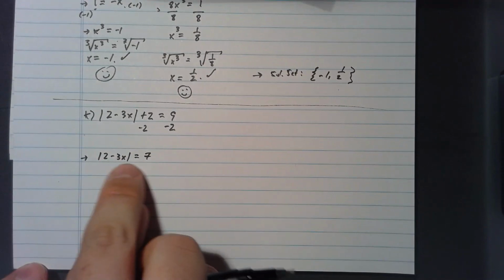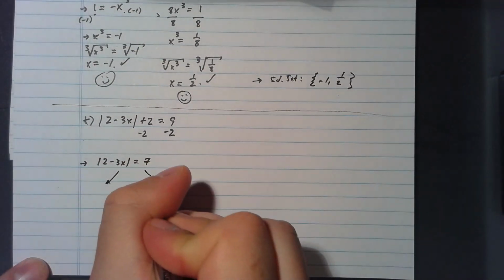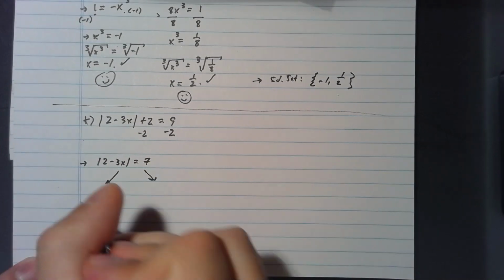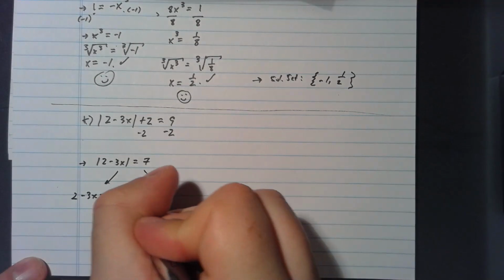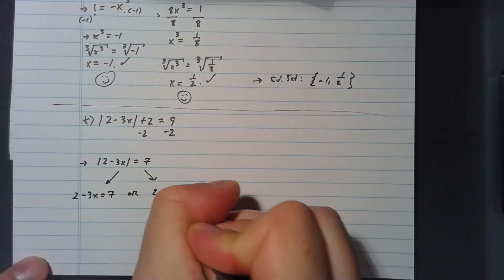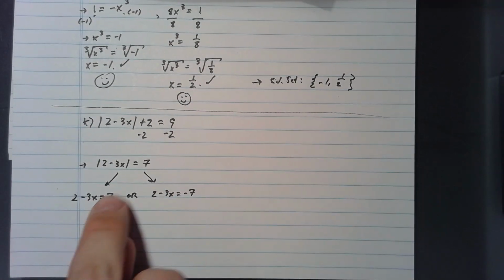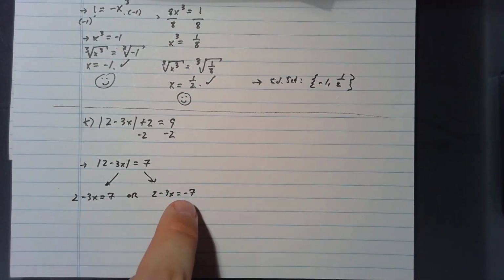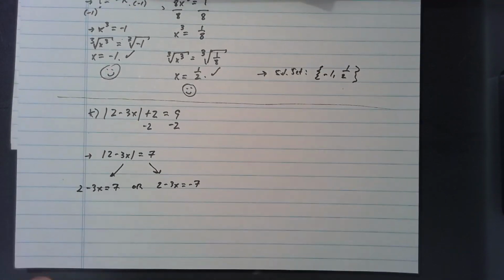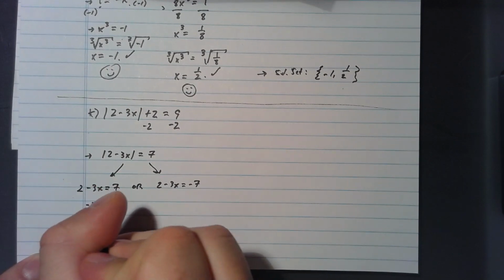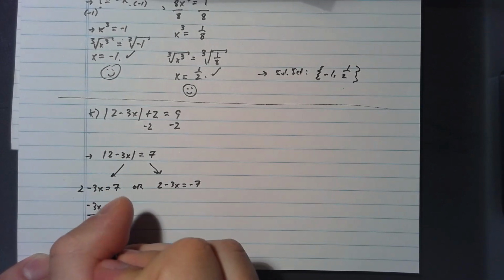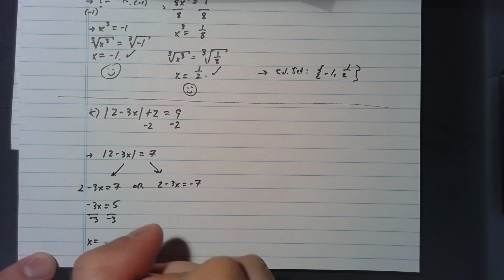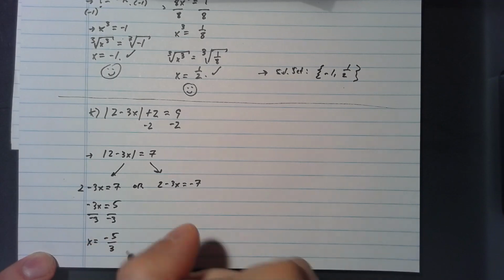Now that this is isolated, you could break this down into 2 equations by dropping the absolute value. That's your first equation. And your second equation, you make this equal to 7, and then you make it equal to negative 7. Now just solve each equation separately. So subtract 2 from both sides to get negative 3x equals 5. Divide by negative 3, x equals negative 5/3.